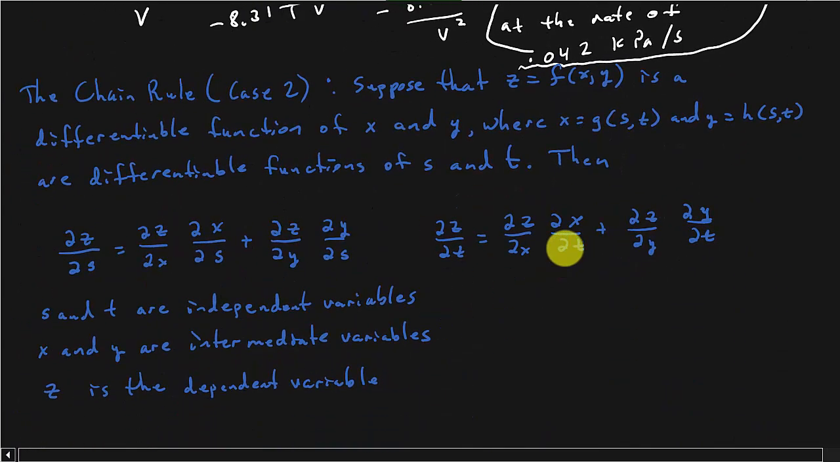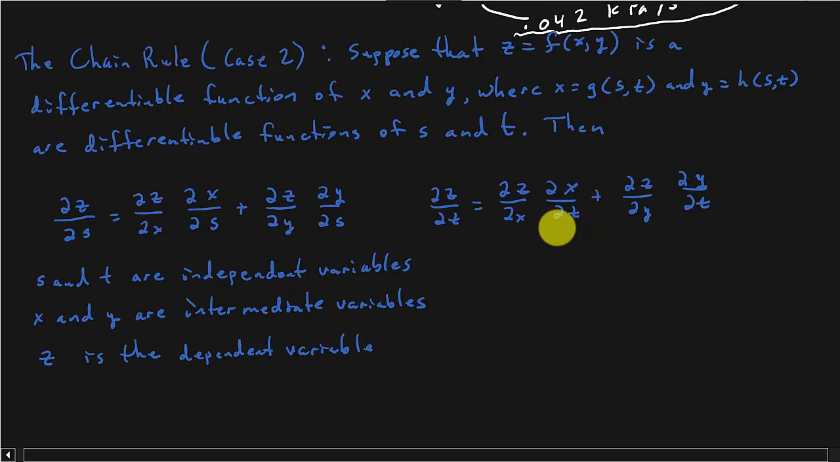We've got chain rule case 2. It says, suppose that z is equal to f of x, y, a differentiable function of x and y, where x is g of s, t and y is h of s, t, differentiable functions of s and t. Then we have the partial of z with respect to s is partial of z with respect to x times partial x with respect to s plus partial z with respect to y times partial y with respect to s. And then the partial of z with respect to t. See, notice here we got an s and we have a t.